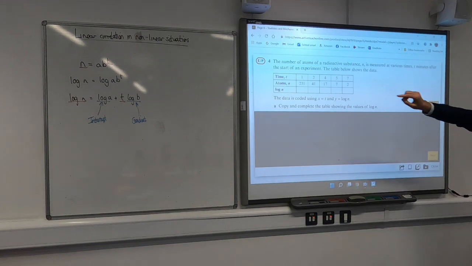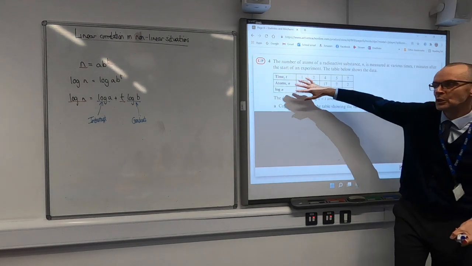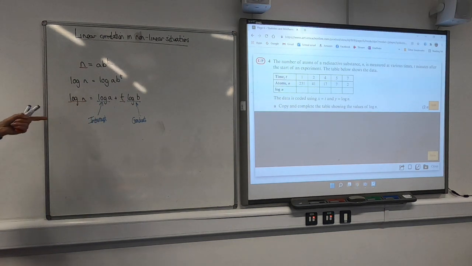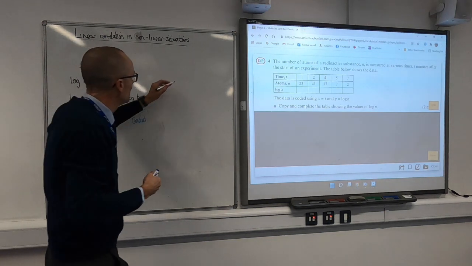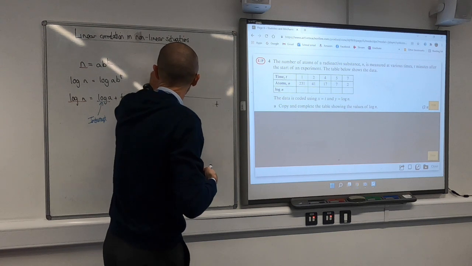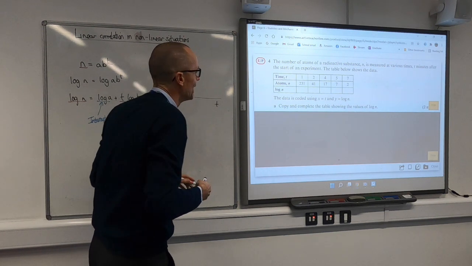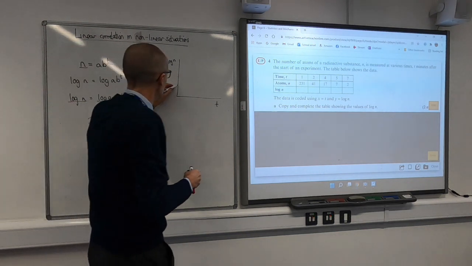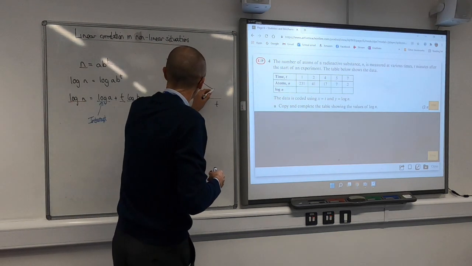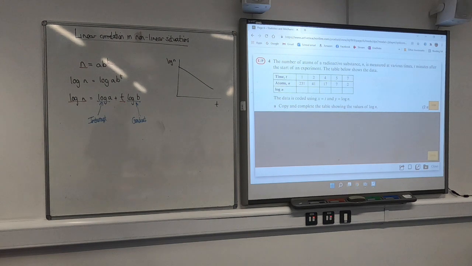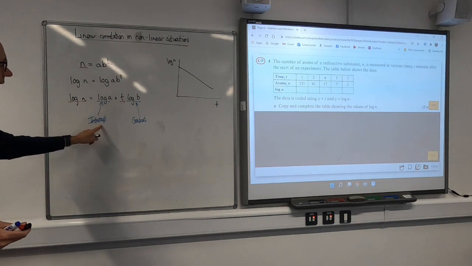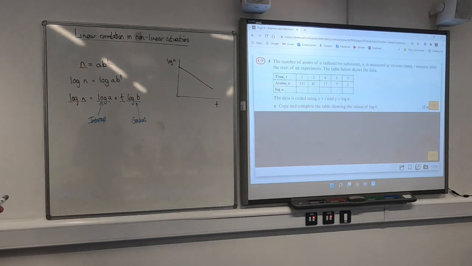So n and t are my variables. So I look for those at the end here, and t is still t, but n has become log n. So that reminds me that if we were to do a scatter diagram, we'd have to log the n axis. And if I get a line of best fit, I'm predicting it's going to be downhill, but I might be wrong. The intercept is going to be the log of A, and the gradient will be the log of B.